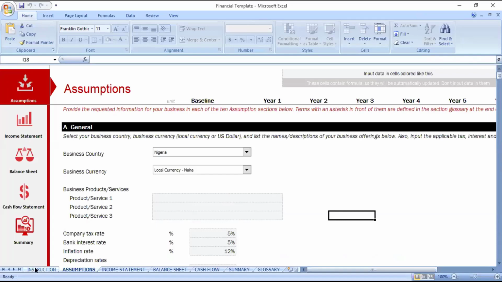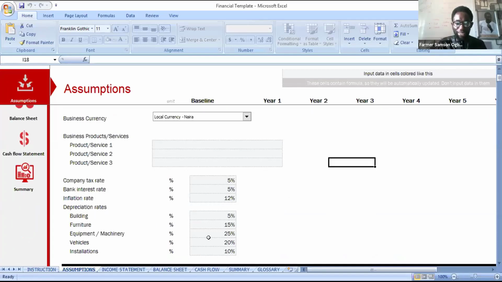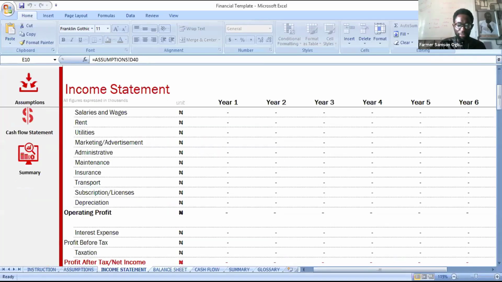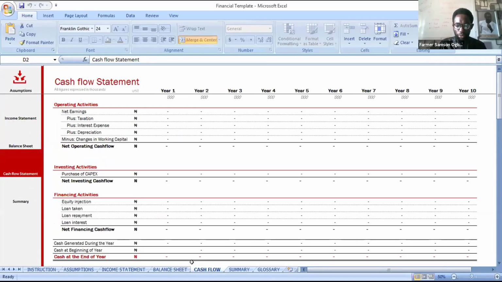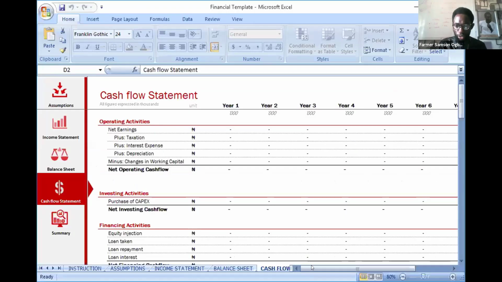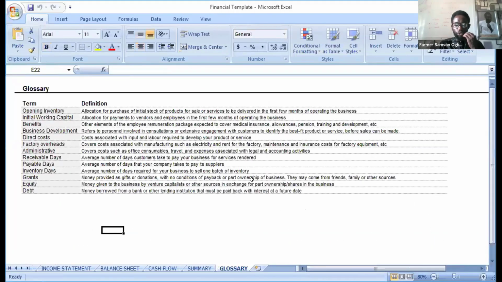Any other question? None, okay. When you open the document, at the bottom you will see the tabs: instruction, assumption, income statement, balance sheet, cash flow, summary, then glossary. Your glossary is just to help you define some terms that you may have issues with. So even if I'm too fast, you can always come back and check.